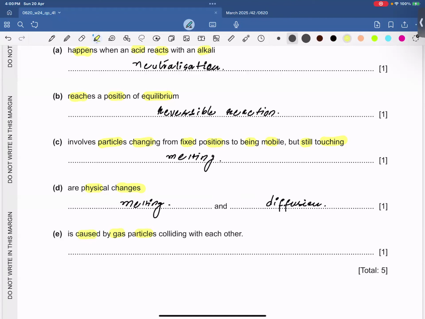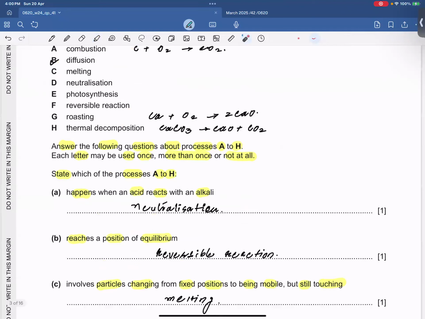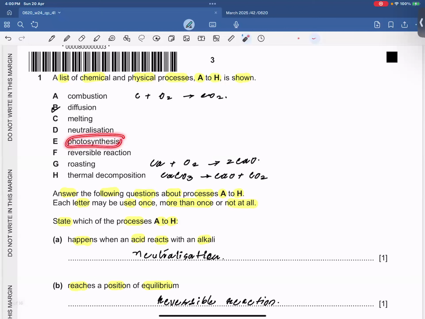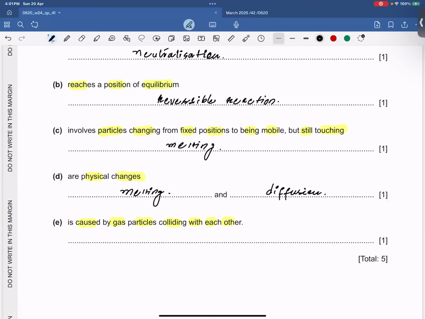Is caused by gas particles colliding with each other. Could be photosynthesis. Carbon dioxide reacts with water, and water is liquid, right? So it's going to be wrong. Combustion is not involved in the gaseous thing because carbon, a solid, would be involved with that. Diffusion, we can say that. So diffusion is caused by the gas particles.